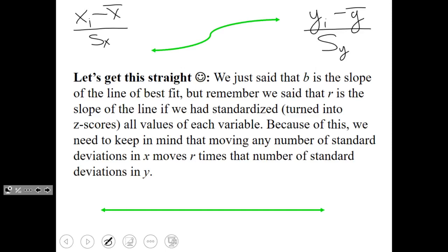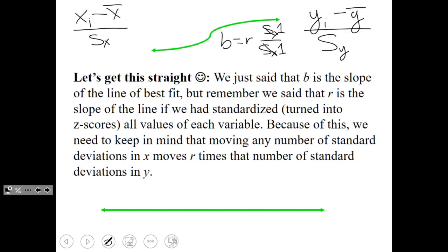I'd have standardized it, which now means r becomes my slope because my standard deviations just turned to 1. And we said slope is equal to r times the standard deviation of y over the standard deviation of x. And when I convert these to z-scores, these both turn to 1.